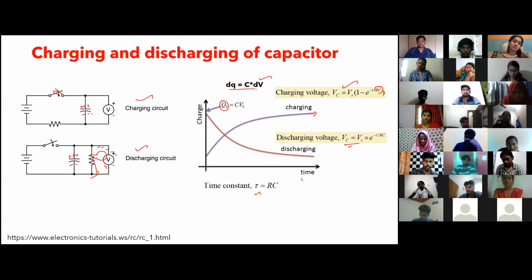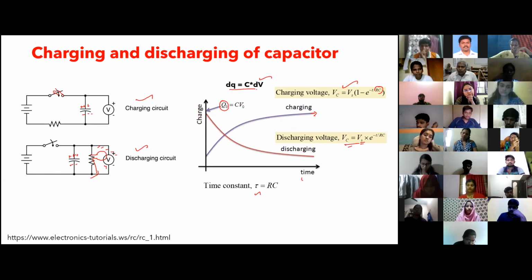The discharge voltage is equal to Vs, where Vs is the supply voltage which is connected, times e to the power minus t by RC. Okay, so that is the one that follows the discharging.